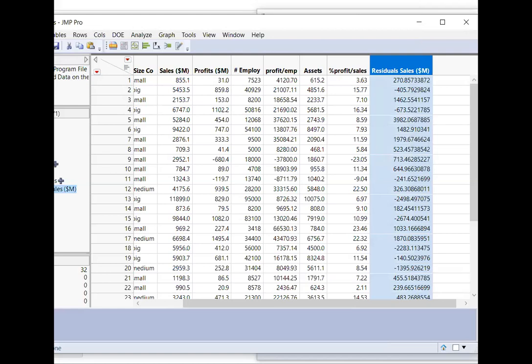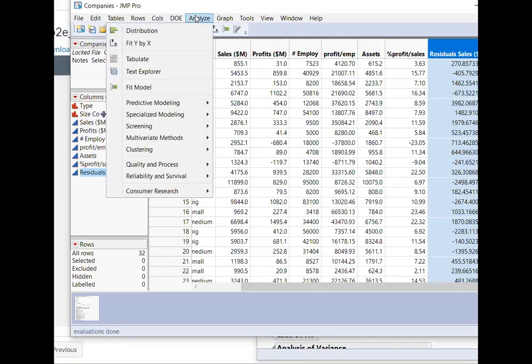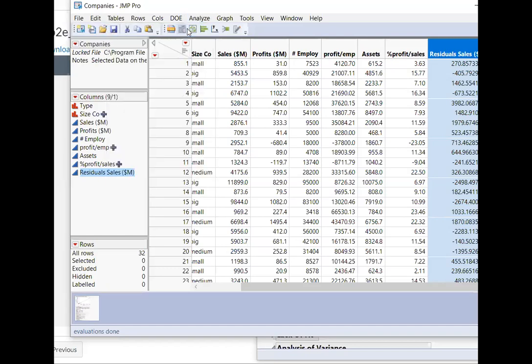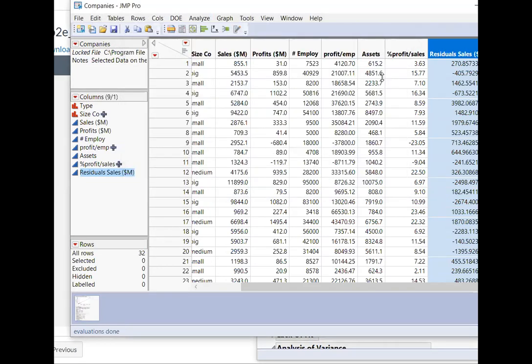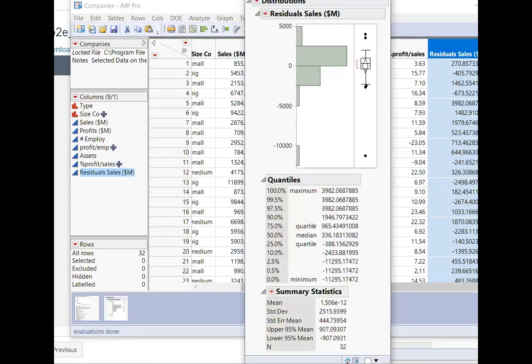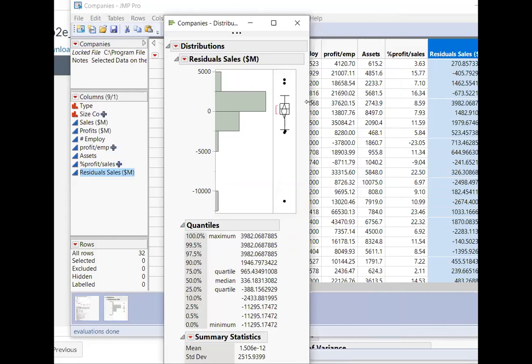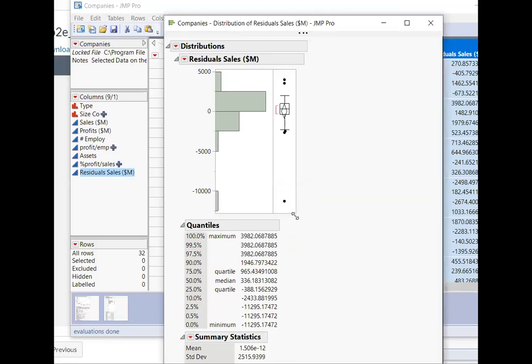And so now we have a chance to work on these and get some more information. So go to Analyze, Distribution. We want to analyze the residuals based on their distribution. So I drag and drop residuals into Y columns, click OK. One of the things I'm looking at here is a histogram.